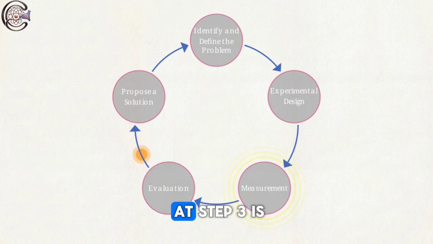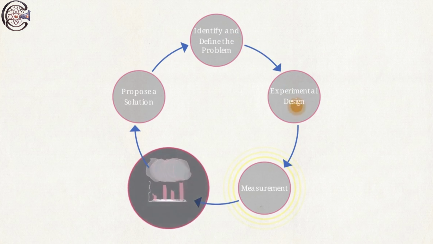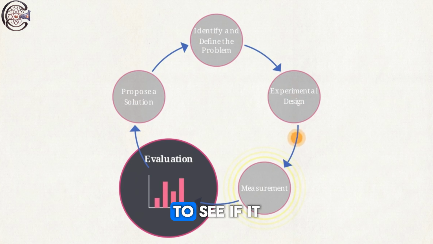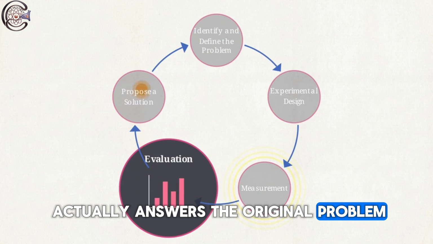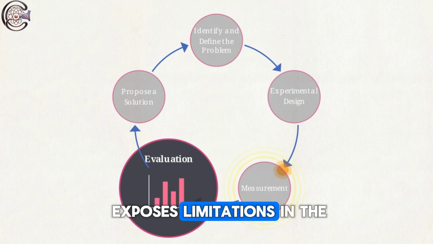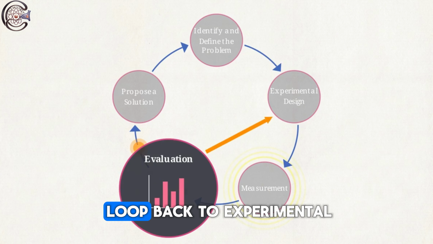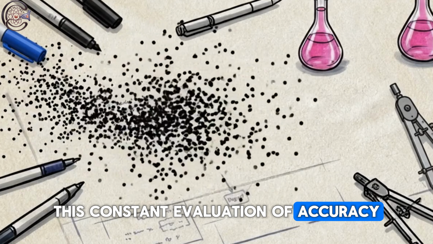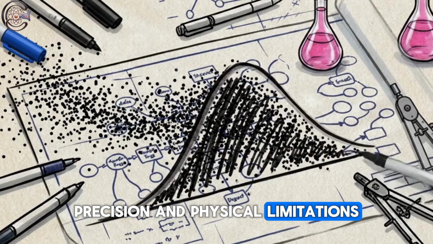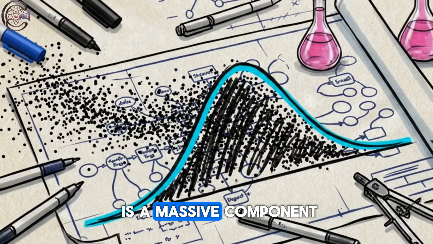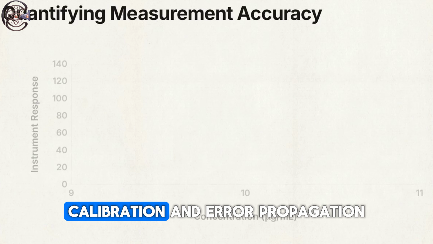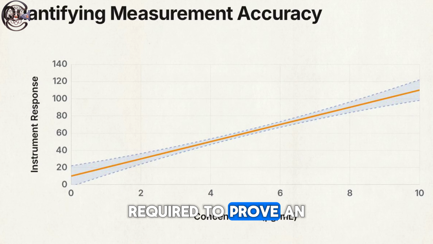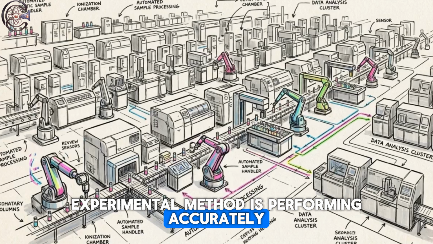Taking the actual measurement at step 3 is only a fraction of the work. The critical moment happens at step 4, evaluation. This is where the data is analyzed to see if it actually answers the original problem. Evaluating the data often exposes limitations in the current technique, forcing the chemist to loop back to experimental design and try again. This constant evaluation of accuracy, precision, and physical limitations is why statistical analysis is a massive component of the discipline. Calibration and error propagation provide the rigorous statistical foundation required to prove an experimental method is performing accurately.